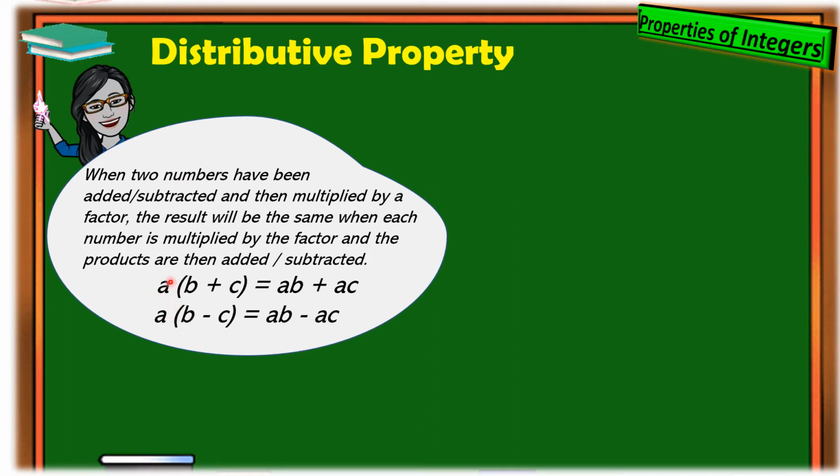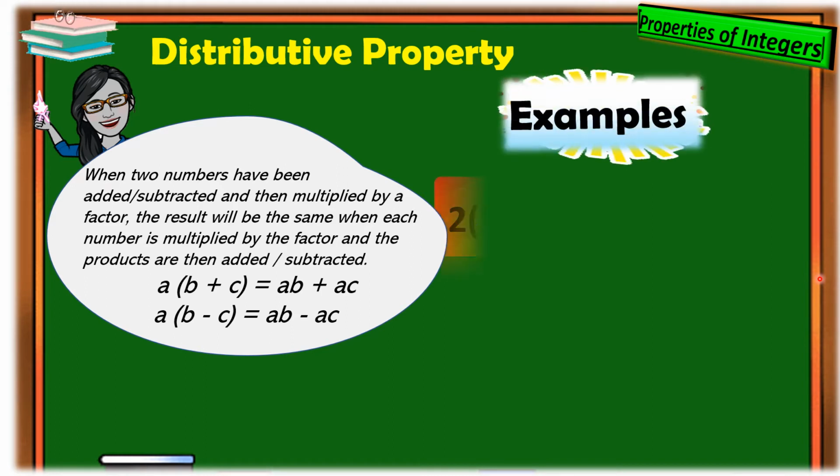So, sabi dito, the given here is A times the quantity of B plus C is equal to A times B plus A times C. Okay, mamultiply niyo sila. And yung subtraction naman, so A times the quantity of B minus C is equal to A times B minus A times C. Okay? So, ibig sabihin, imumultiply nyo lang daw sila. A times B plus A times C. A times B minus A times C. Okay? Tingnan natin ang example.